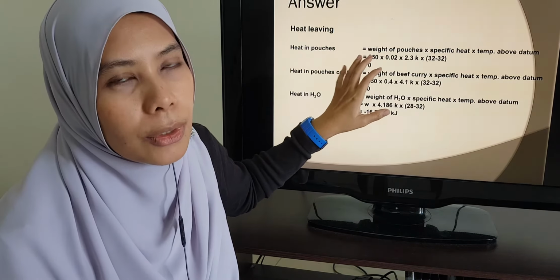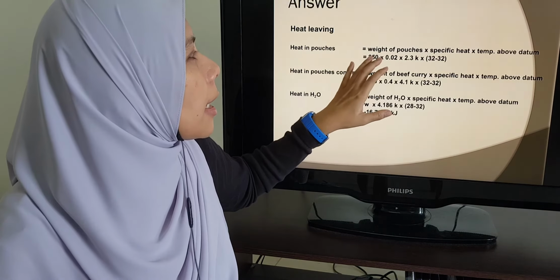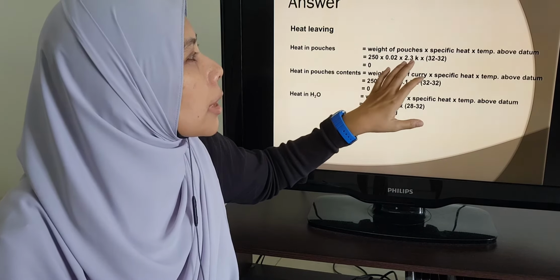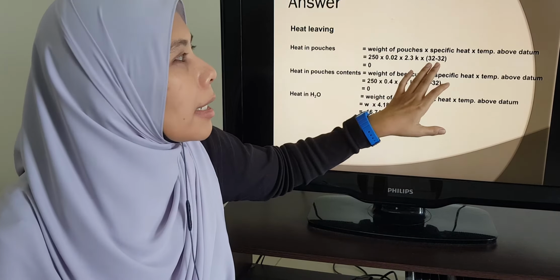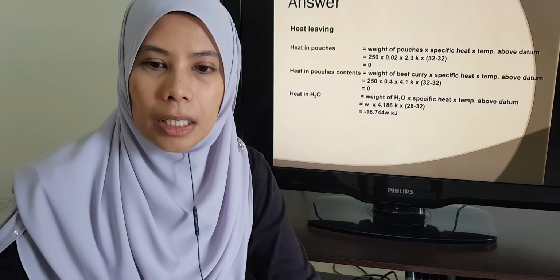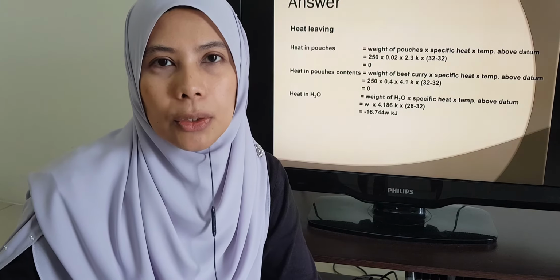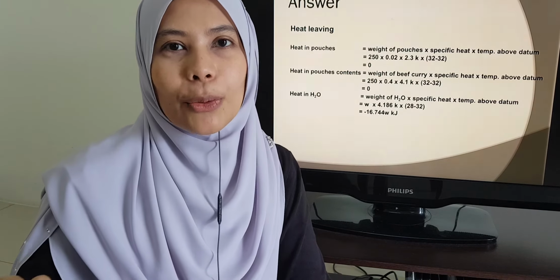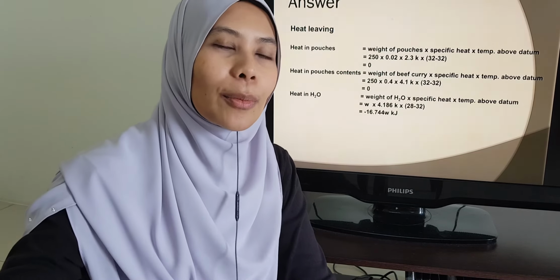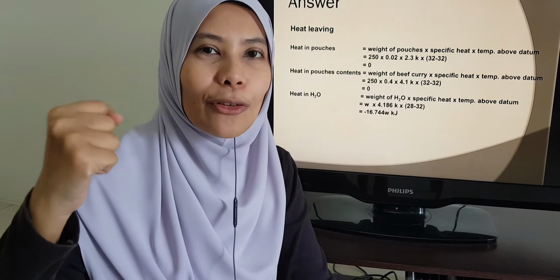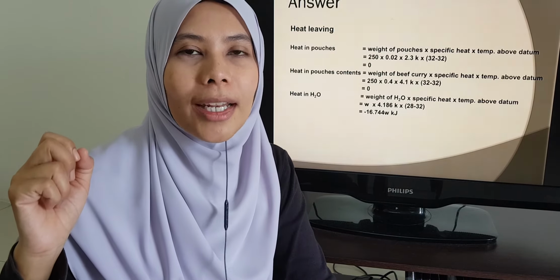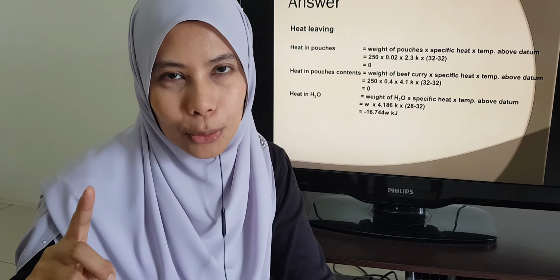Again, you calculate MCp delta T. M for the pouch is 250 times 0.02 times its specific heat times its temperature difference. Why is the temperature difference 32 minus 32? Because we want to achieve 32 degrees Celsius. When the product leaves the retort, the temperature of the product should be 32 degrees Celsius. We do not want it to be higher or lower than that.